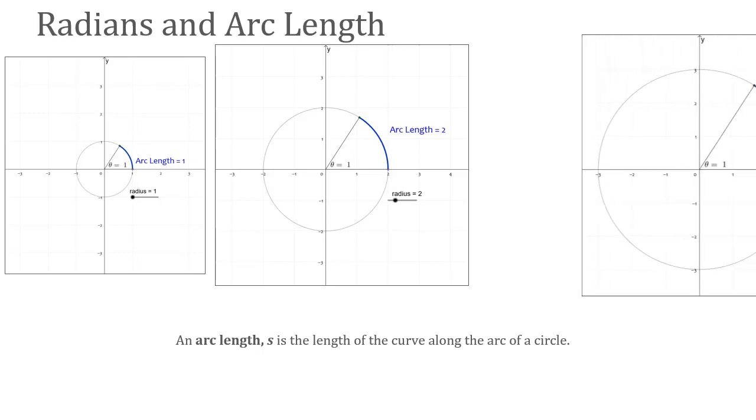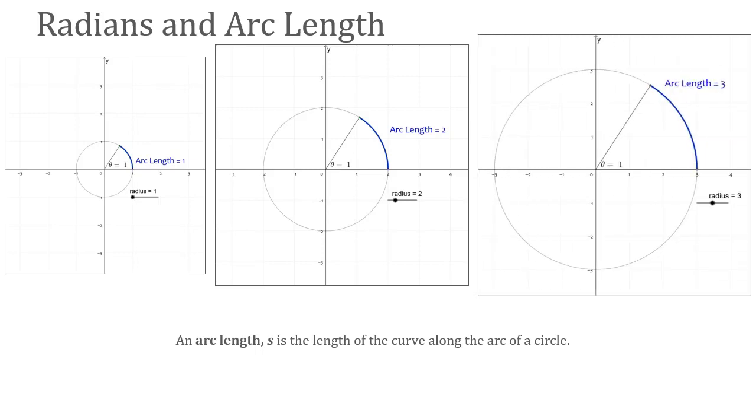Now, if the radius changes to 3, that pattern continues. The radius of 3 is wrapped around the circle, creating an arc length of 3, and theta is still equal to 1. Notice that although the radian measures here are all the same, clearly the circumferences of each circle are not. As a refresher, what is the circumference?